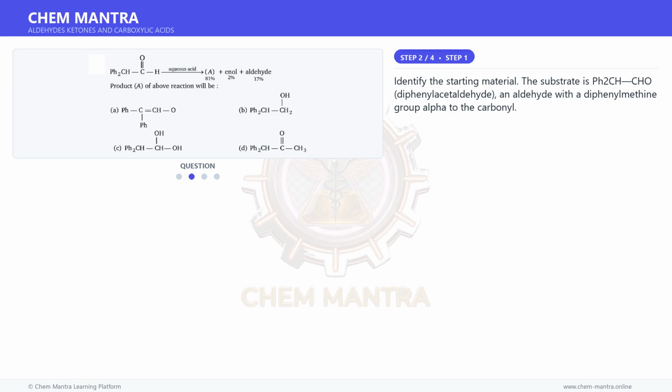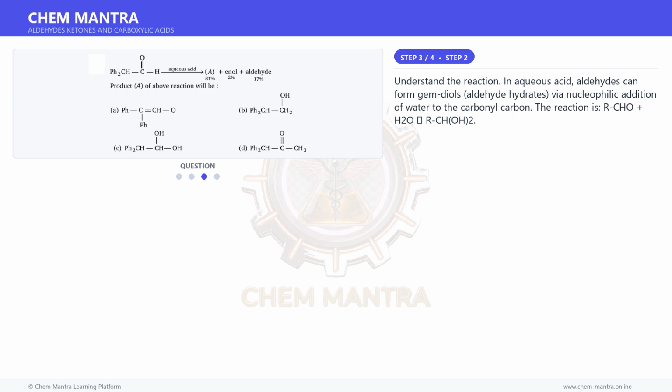Identify the starting material. The substrate is Ph2CH-CHO, diphenylacetaldehyde, an aldehyde with a diphenylmethane group alpha to the carbonyl. Moving on to the next step. Understand the reaction. In aqueous acid, aldehydes can form gem-diols, aldehyde hydrates, via nucleophilic addition of water to the carbonyl carbon. The reaction is RCHO plus H2O gives RCH(OH)2.